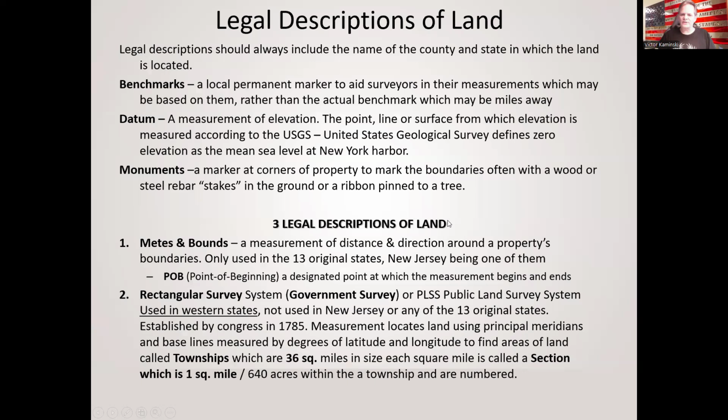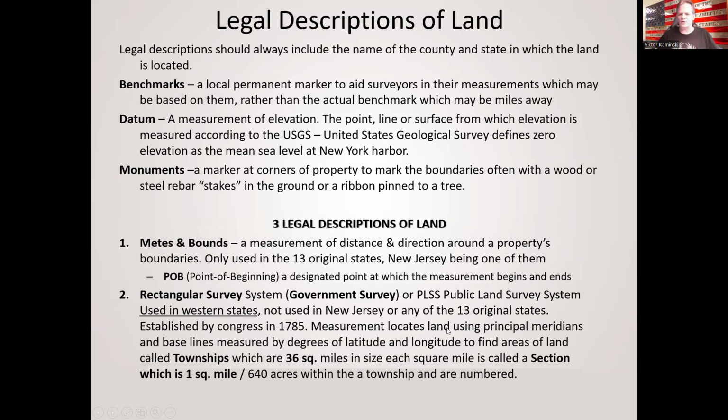So now the second legal description of land is known as the rectangular survey, also known as the government survey. It's used in Western states, not in New Jersey or any of the 13 original colonies. So we do not use this legal description of land here in New Jersey. It's used in Western states. It was established by Congress in 1785.